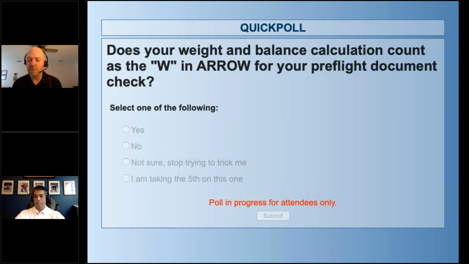Let's give people a few seconds longer to fill in and see what they think. I like that we got a few people taking the 5th on this one, which is totally fine. By the way, we can't tell what you answer, so don't worry. We're not going to call anybody out. Yeah, that's true. Darn, I was hoping we could. You like to do that? Special award.